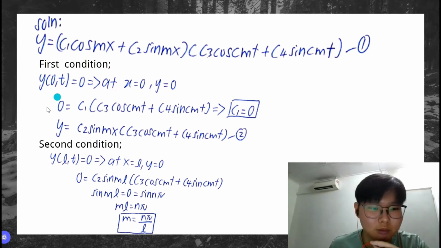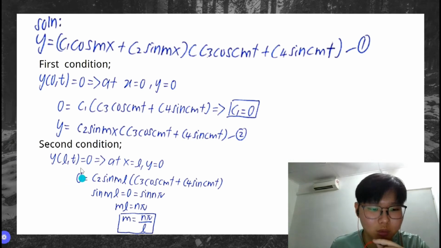So we will put 0 here, and when s equals 0, our sine will be equal to 0. So we are just left with C1 in front, and we just write down C3 cos cmt plus C4 sin cmt. From here we can know that C1 will be equal to 0 by comparing both sides. So our equation will become y equals C2 sin ms multiplied with (C3 cos cmt plus C4 sin cmt). And now we use the second condition to solve.